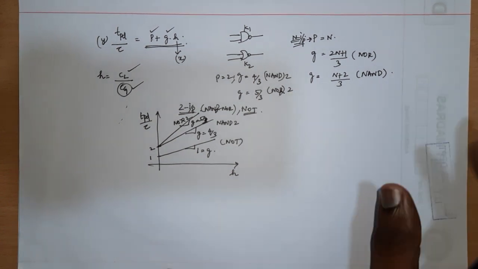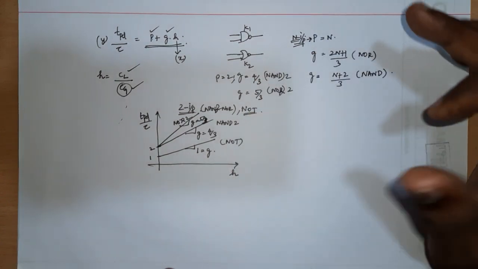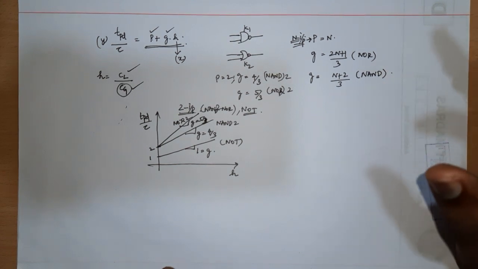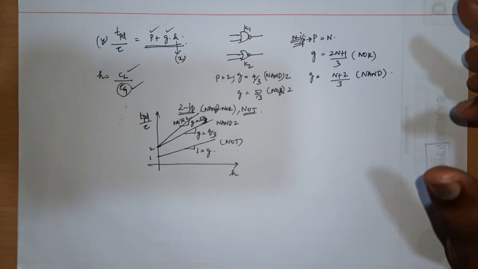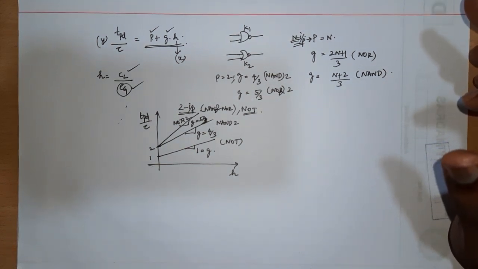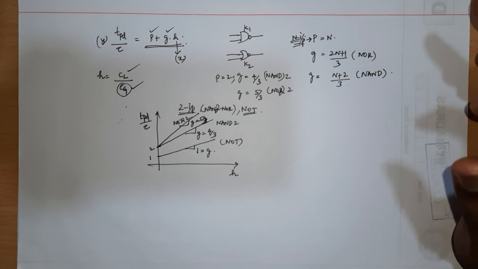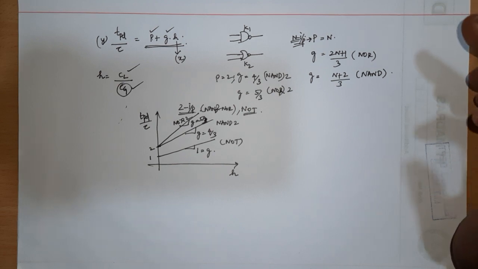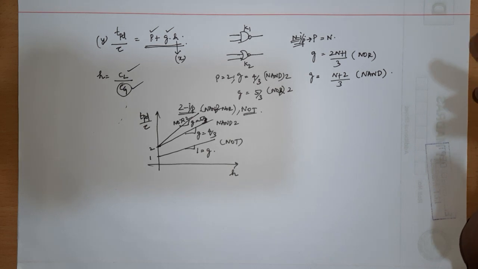So the main idea behind this discussion is for you to understand it graphically. If you fix the number of inputs, then definitely your logical effort is going to get fixed independent of the gate size, right? And your parasitic effort also gets fixed independent of the gate size. The only thing that can vary is H, or the electrical effort, right?